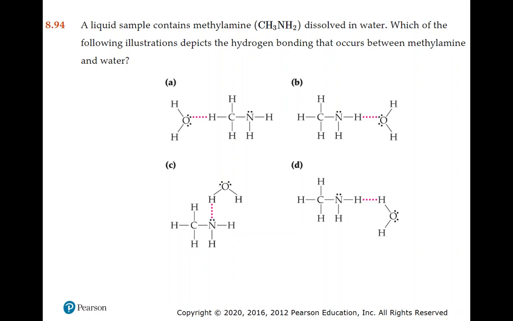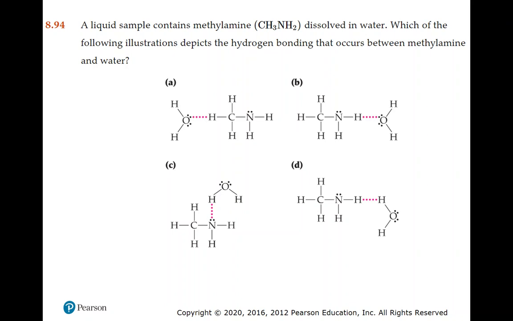So both of these substances have hydrogen atoms that are directly attached to some atom that can participate in hydrogen bonding. So in the case of water, we have our hydrogens directly attached to oxygen. In the case of methylamine, we have some hydrogens that are attached to nitrogen, which is another element that is eligible to have hydrogen bonding. So let's look at these possibilities and determine whether we have hydrogen bonding going on.